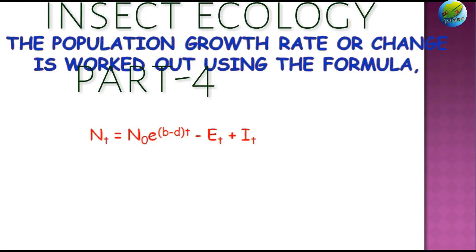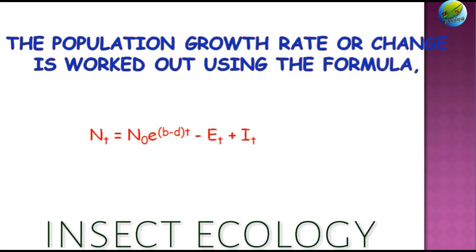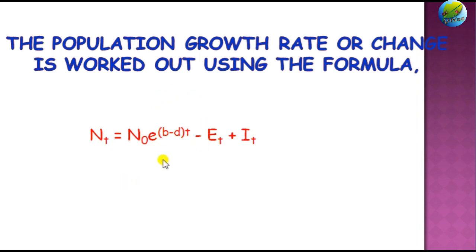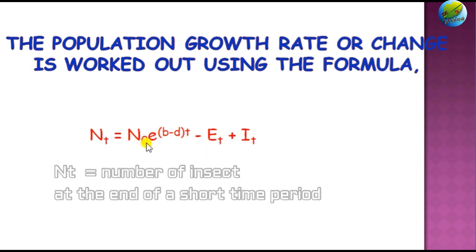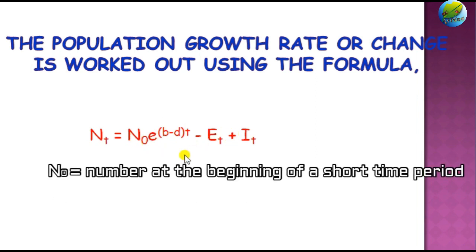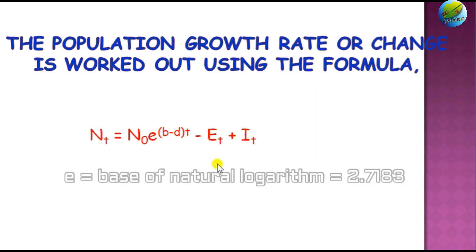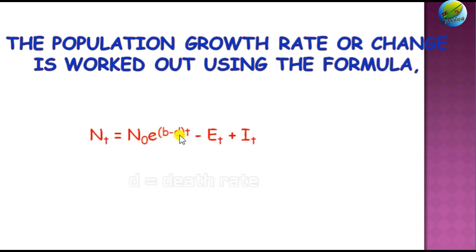The population growth rate or change is worked out using this simple formula, in which Nt is equal to the number at the end of a short time period, N0 is the number at the beginning of the short period of time, e is the base of natural logarithm, that is 2.7183, b is the birth rate, d is the death rate, t is the time period, E is the emigrated population in the time period, and I is the immigrated population in that particular time period. Using this formula, the population growth rate or the change is worked out.